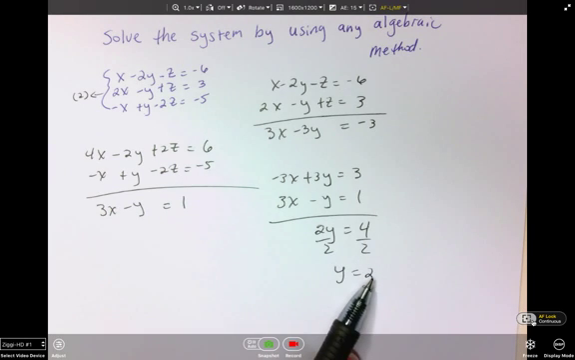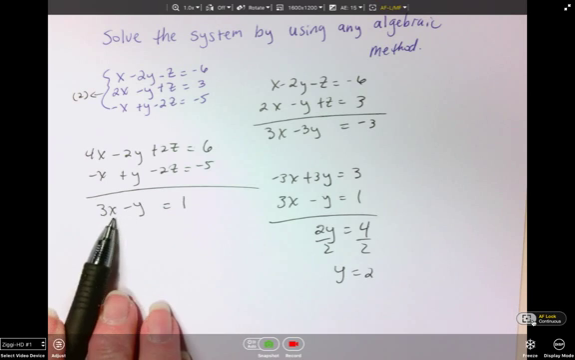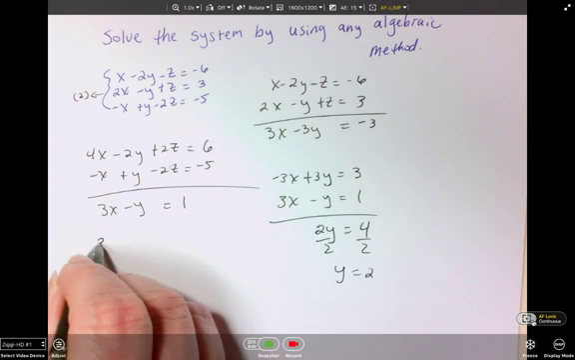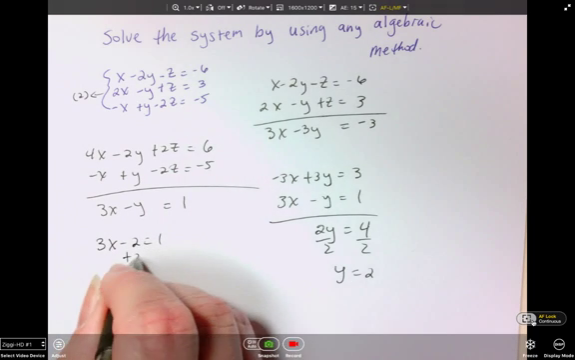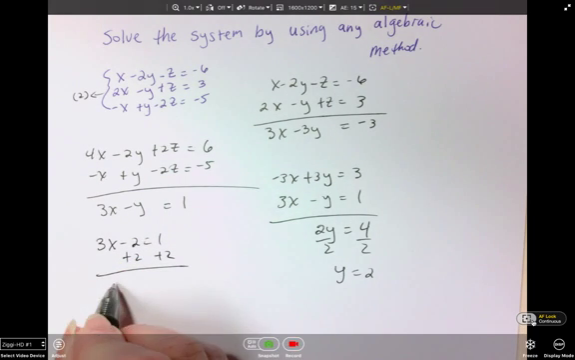So now I have y equals 2. I need to solve for x. So I can take this 2 and plug it into this equation, and I get 3x minus 2 is equal to 1. Add my 2 over, and I'll have 3x is equal to 3. Divide by 3, and x will equal 1.